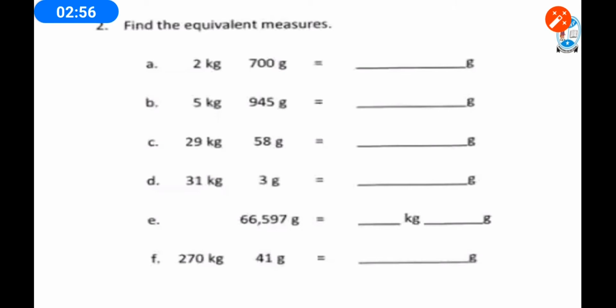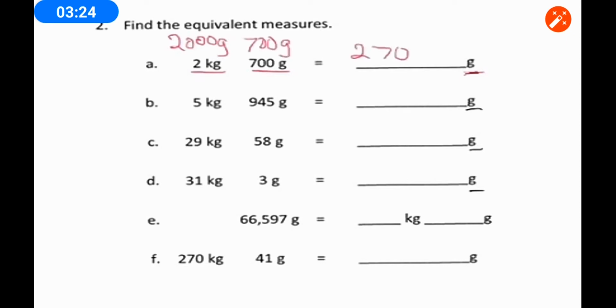Find the equivalent measures. We are going to be converting these metric units. The first one is 2 kilograms, 700 grams. We change to the smaller unit, 2,000 grams and 700 grams. Add them together, you get 2,700 grams. Now let's go to C.